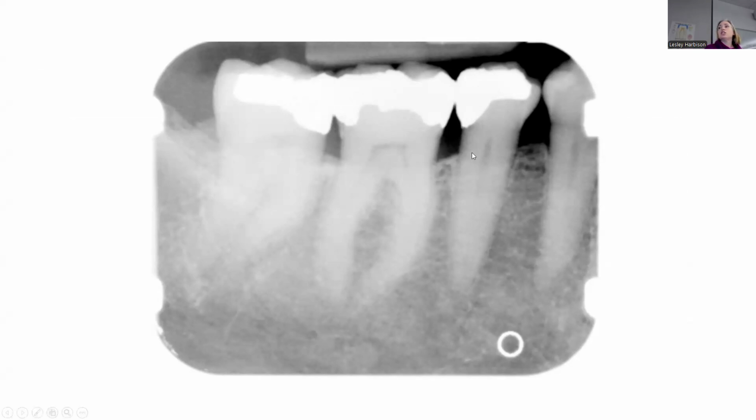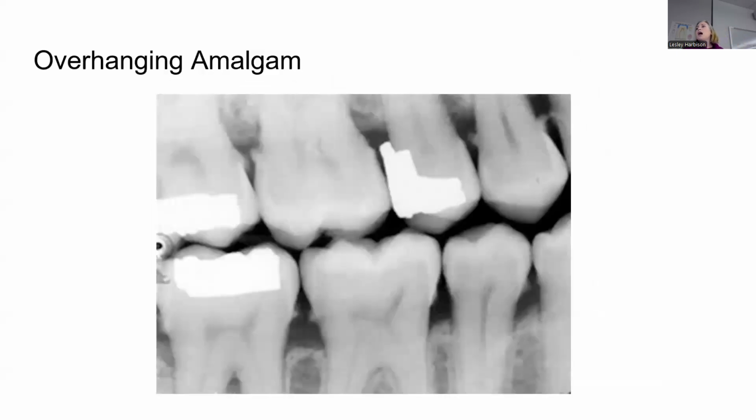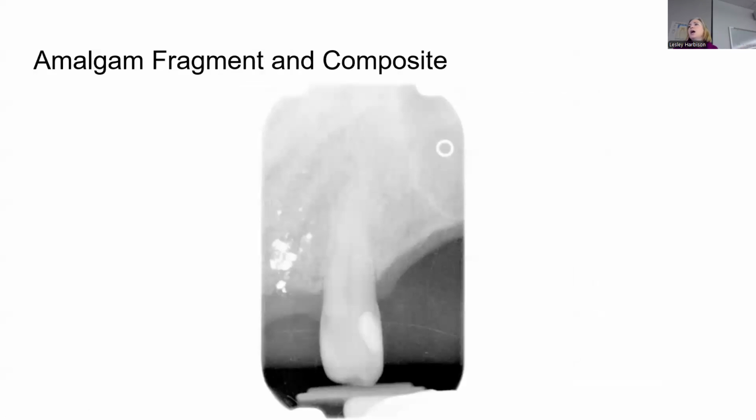We like to pay attention to the margins of these restorations. We like to see how smooth they are, if there's overhang, if there's recurrent decay. You can see this one has a very large overhang. So when they placed that filling, they didn't do a good job contouring it to the tooth. But you can see all of these bright white amalgam fillings, different shapes and sizes.